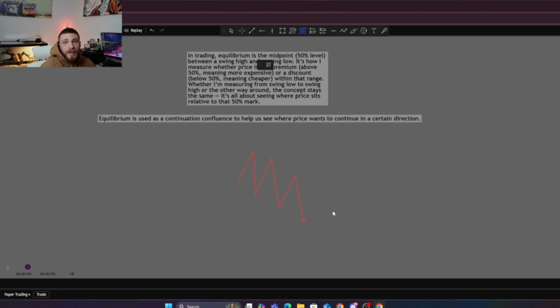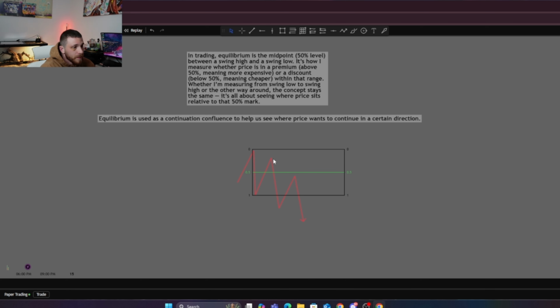Where would equilibrium be here? Yep. Okay. That was good. Alright. If we're looking for equilibrium in a downtrend, a downtrend consists of lower highs and lower lows. Our equilibrium would be from the swing high to the swing low.